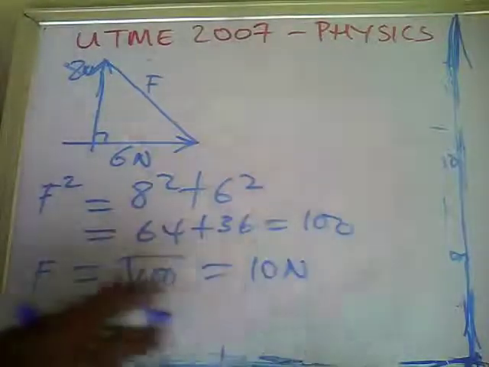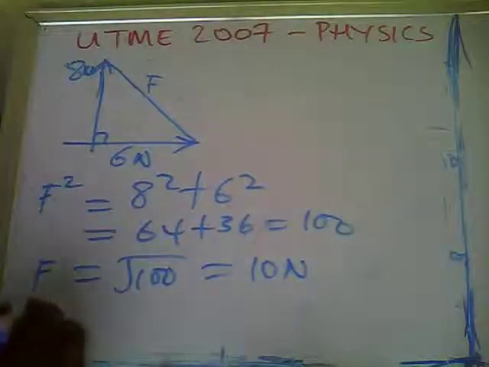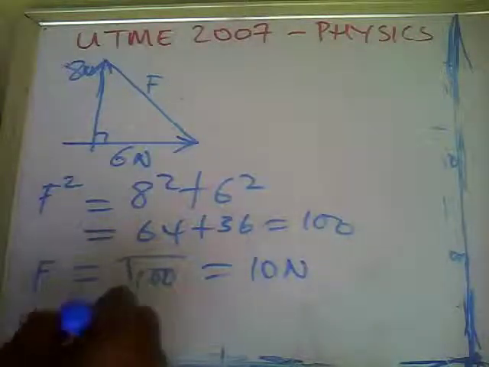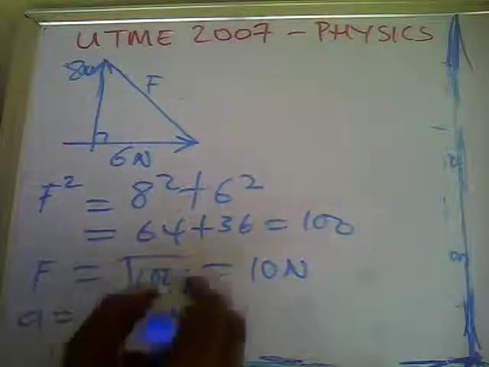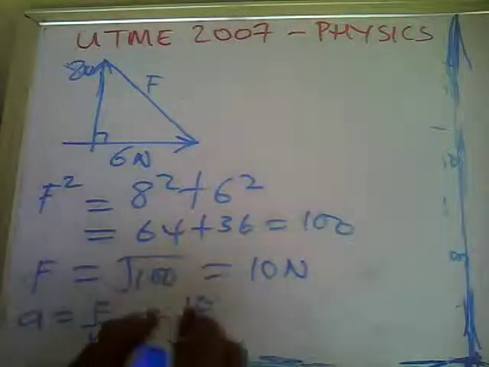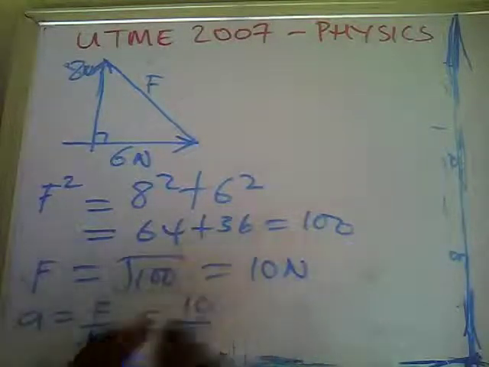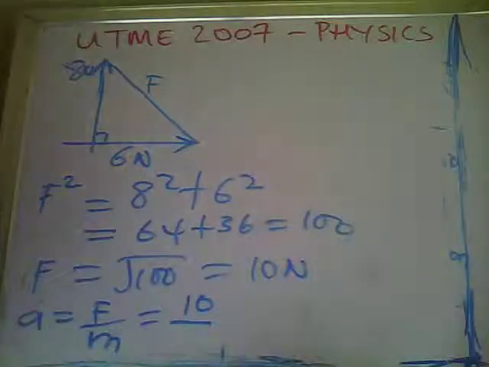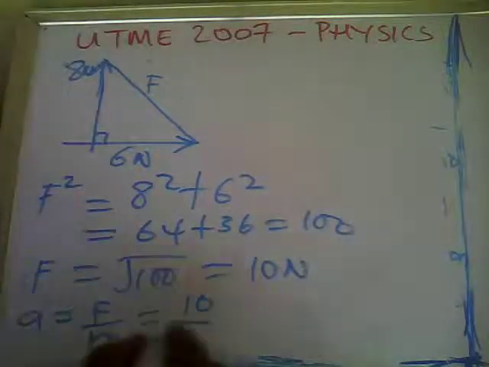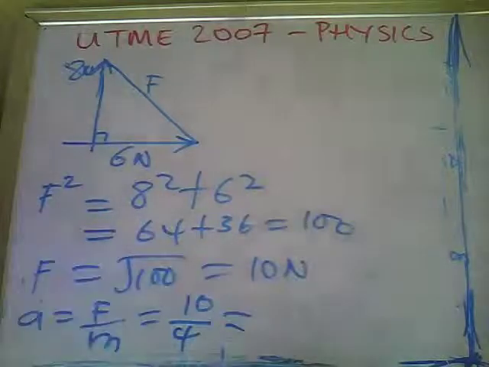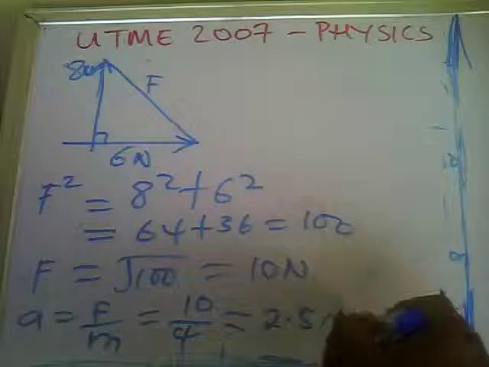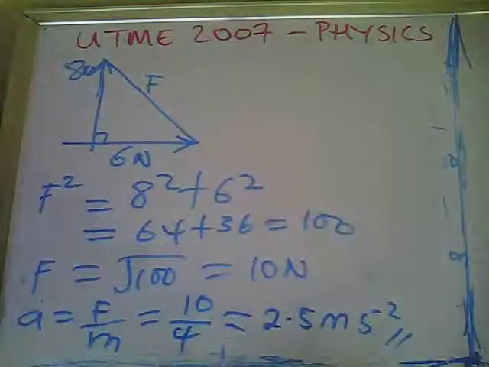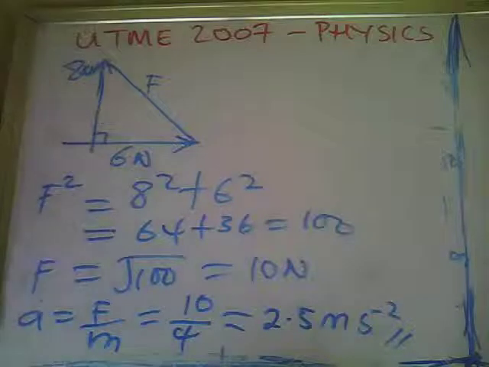So that's the force. Remember that acceleration is equal to force over mass, since force is equal to ma. So acceleration is going to be force, which is 10, over the mass. The mass of the body is 4 kilograms. So we have 10 over 4, which is 2.5 meter per second square. So that is the acceleration of the body.